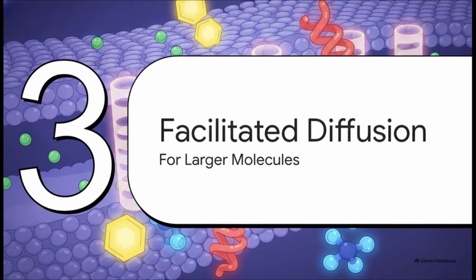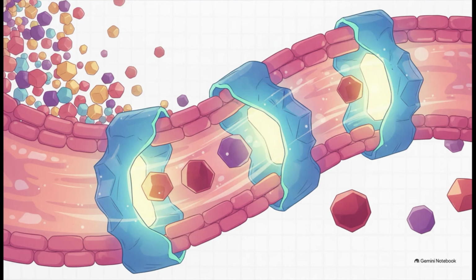Now this raises a massive question. What happens when you aren't a tiny gas molecule? What if you're a large polar molecule, like a carb, or an amino acid, or maybe a charged ion? Well, you'd completely fail to dissolve in that hydrophobic lipid bilayer. You would just be stuck at the border. Enter our protein helpers, who run the second lane, facilitated diffusion.